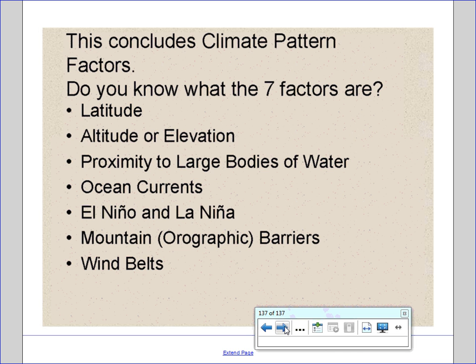So that concludes the 7 factors that influence climate. Hopefully now you have Unit 7 notes all completed.